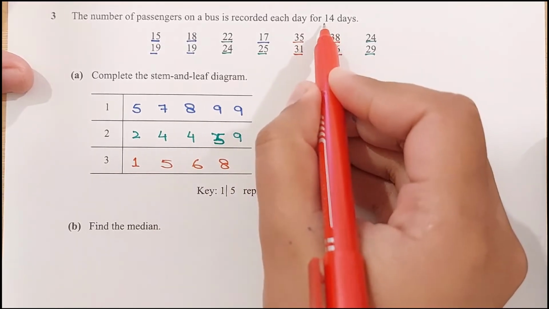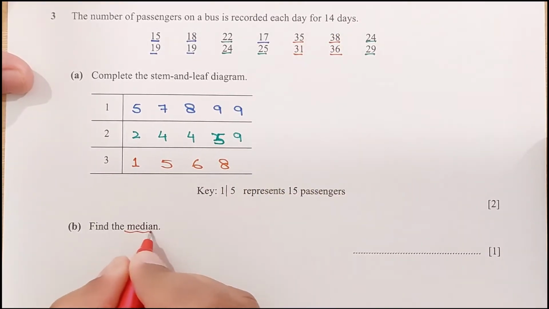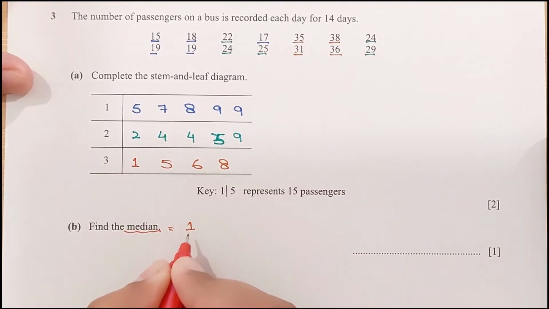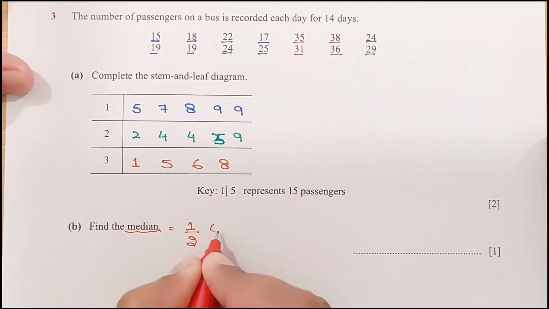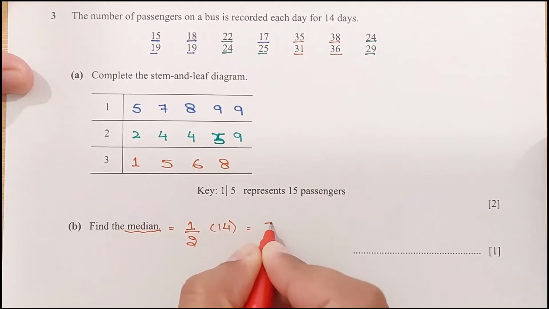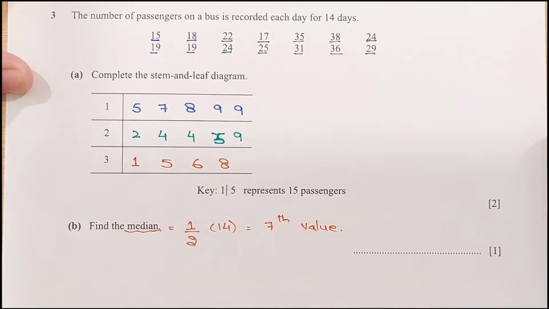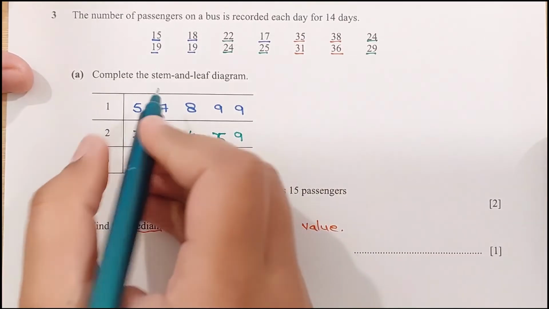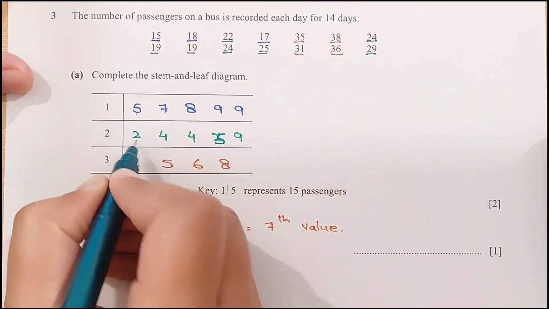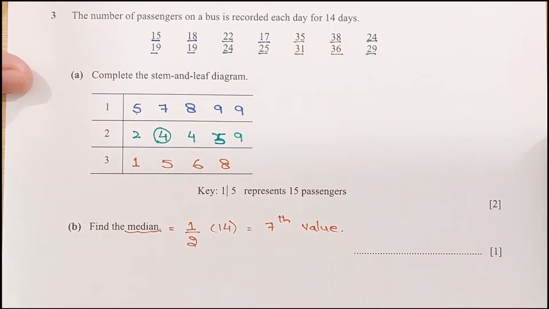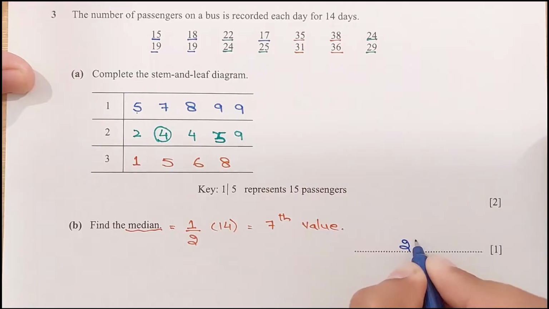Since the total number of values is 14, we have a formula for the median. 14 is an even number, so half of 14 is 7, meaning we need to find the 7th value. Right, so what is the 7th value? 1, 2, 3, 4, 5, 6, 7. That is 24. So 24 is the 7th value. That is the median.